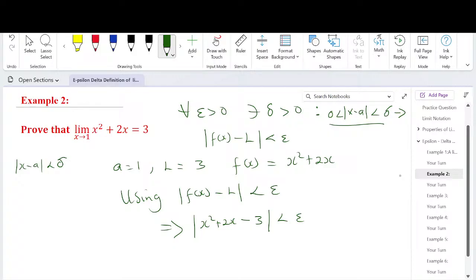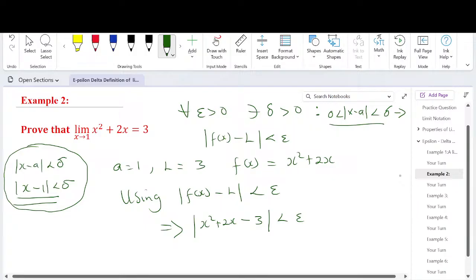That's our target. And in this case, it will be the absolute value of x minus 1 less than delta, because this is very key. This particular one is very key. Our key, okay? So let me just do this now.